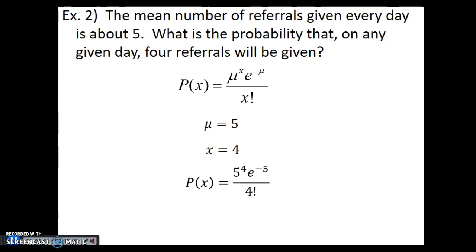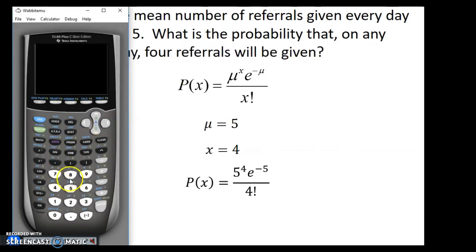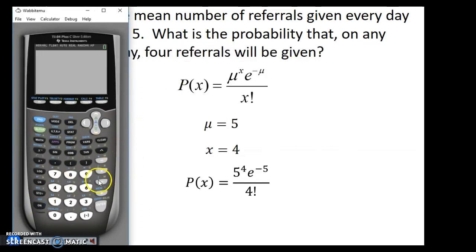So we're going to use that formula. I'm going to substitute in 5 to the 4th, because that's mu to the x, times e to the negative mu. Now, e is not a variable. It's a constant value. It's on your calculator. I'll show you in a second. But we're going to raise that to the negative mu power, so the negative 5th power, and divide that by 4 factorial. So on your calculator, I know Inspire's yours will be slightly different.